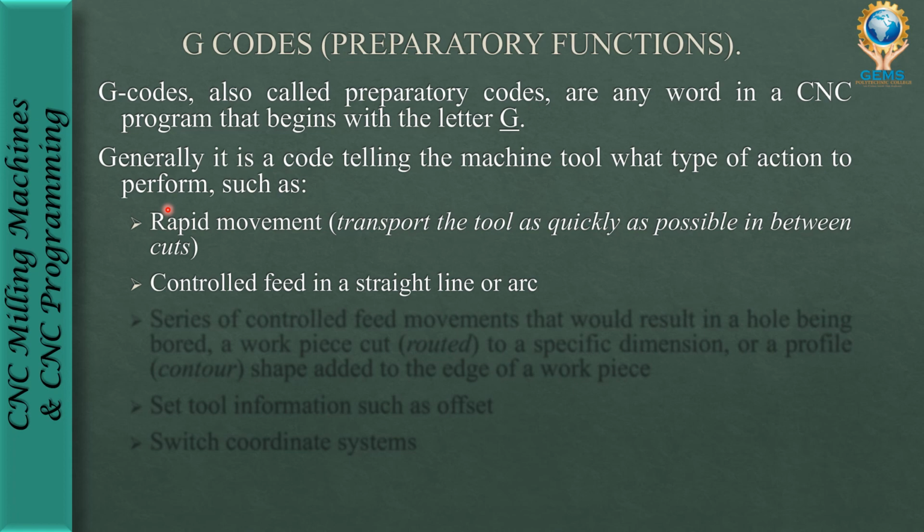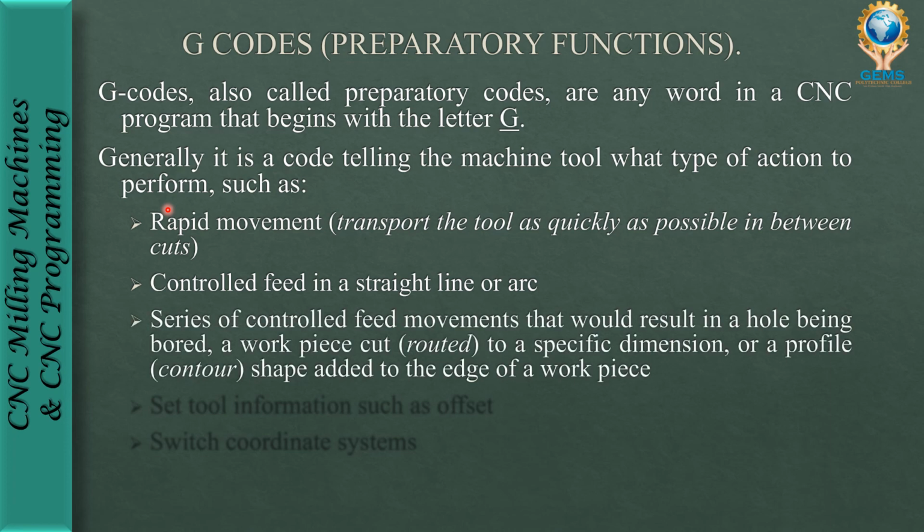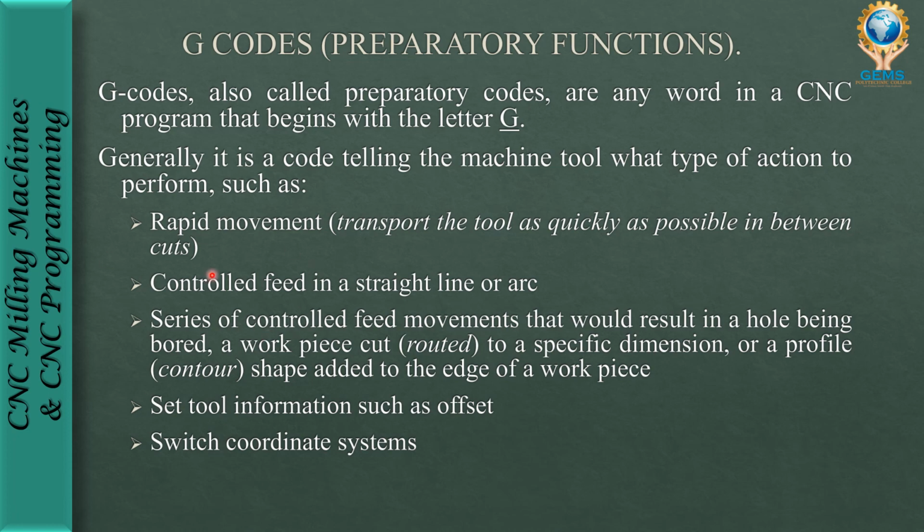and a controlled feed in a straight line or arc, a series of controlled feed movements that would result in a hole being bored, a workpiece cut to a specified dimension, or a profile contour shape added to the edge of the workpiece. You can also set tool information such as offset, and switch coordinate systems. So these are the actions to be performed with the help of this G code. If you mention G as a variable, the computer will understand it is an action to be performed.